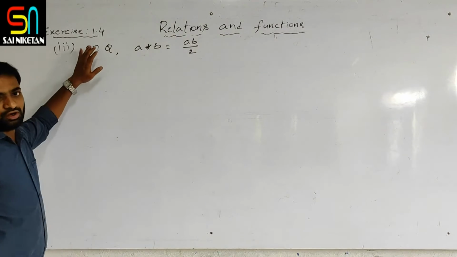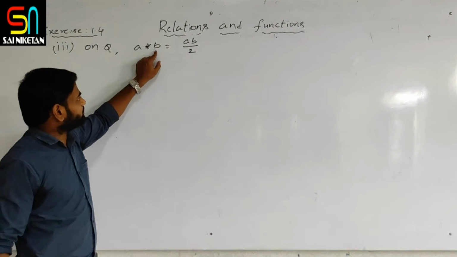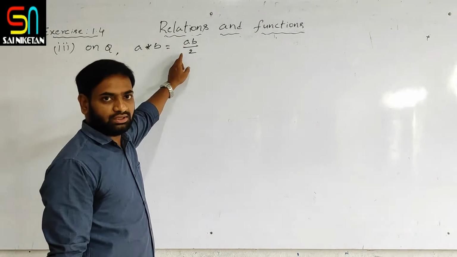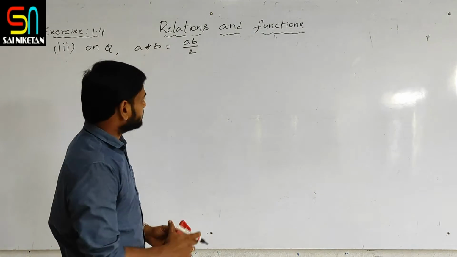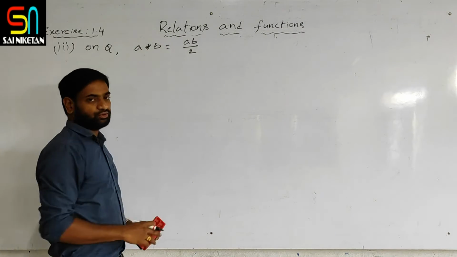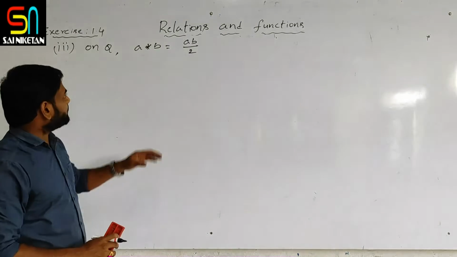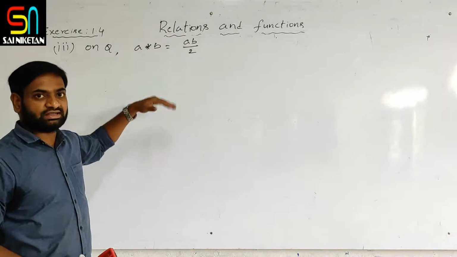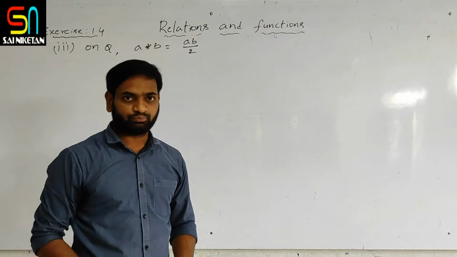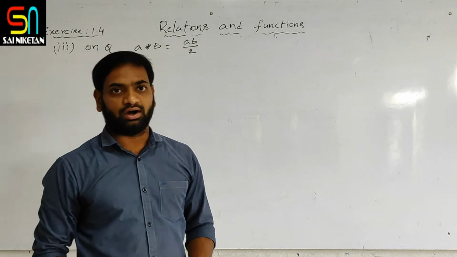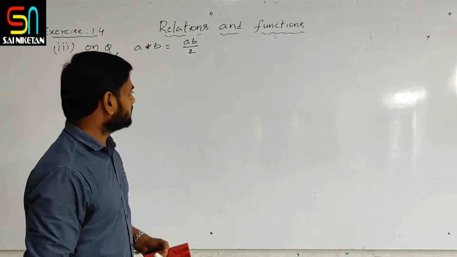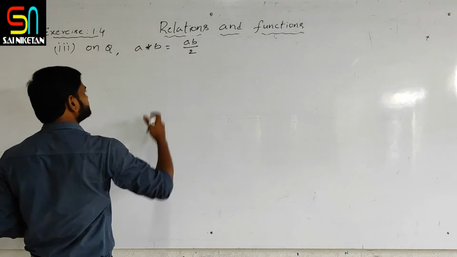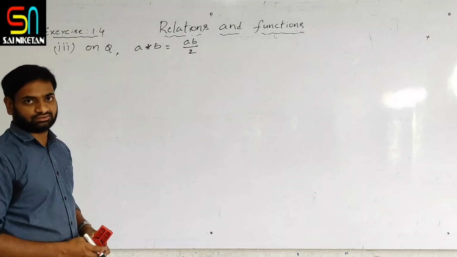Come to the next problem, that is A star B equal to AB by 2, that is A into B by 2. Now for this operation, we have to check whether it is a binary operation or not, commutative or not, associative or not. So first I am checking whether it is a binary operation or not.